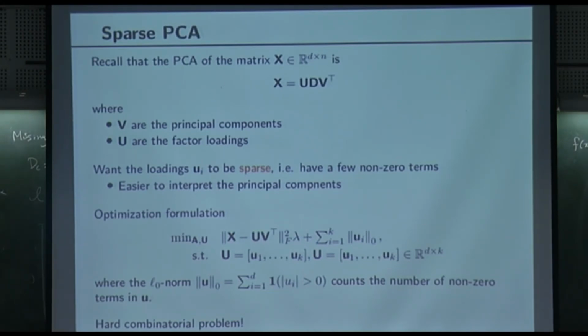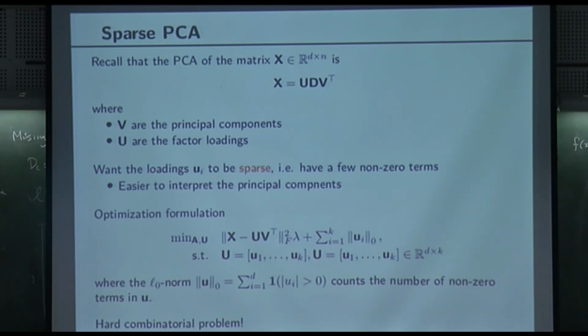A different story now. Here what we are going to do is talk about sparse PCA. Recall the PCA of a matrix X is U D V transpose, where V is the principal components, U are the factor loadings. We want the U_i's to be sparse. Why do we want the U_i's to be sparse? Because they are easier to interpret the principal components.